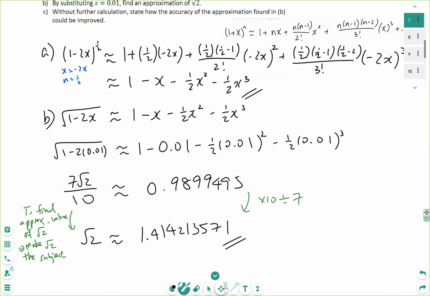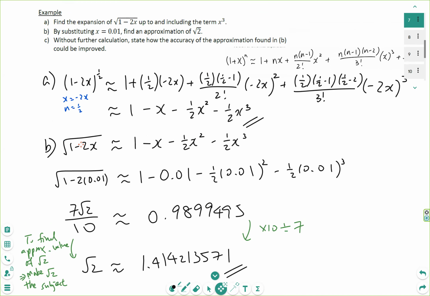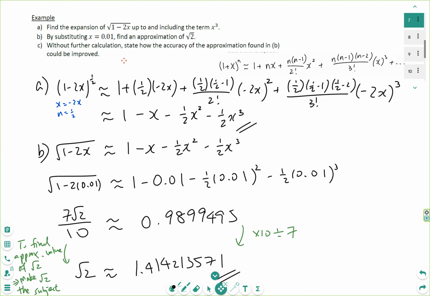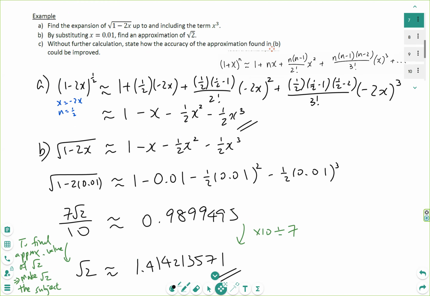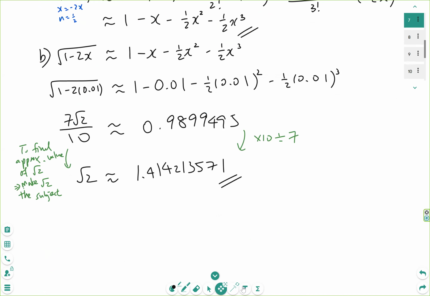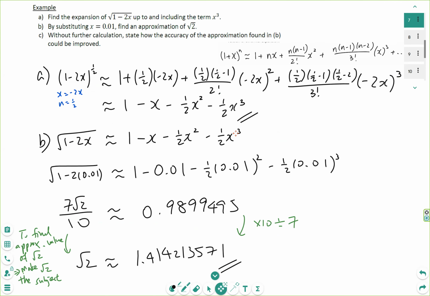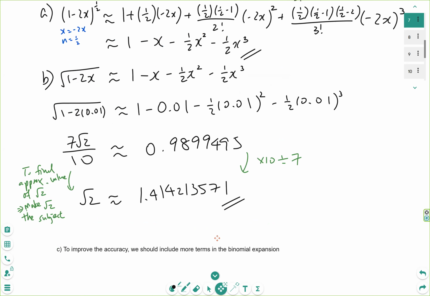Now this skill is quite a common thing, so make sure you learn it. Again, copy the question, substitute the number they asked you to do for both ends, and then see what they need. Part C: without any further calculations, state how the accuracy of the approximation found in part B could be improved. So, simple, to improve the accuracy, we should include more terms in the binomial expansion. The more terms we've got in part A, the more accurate the final answer would be.